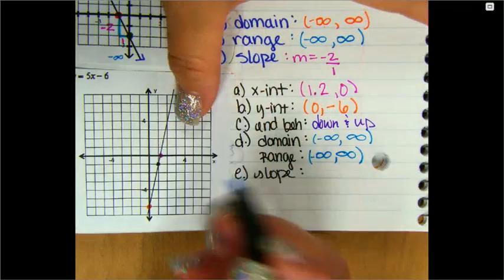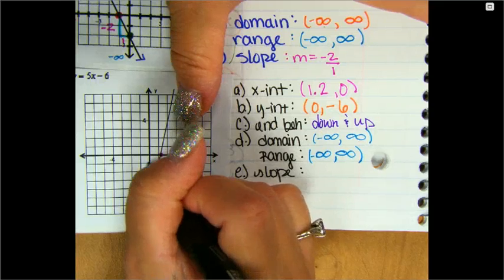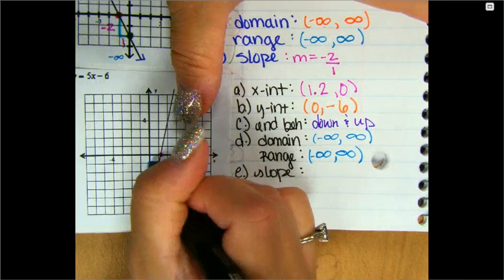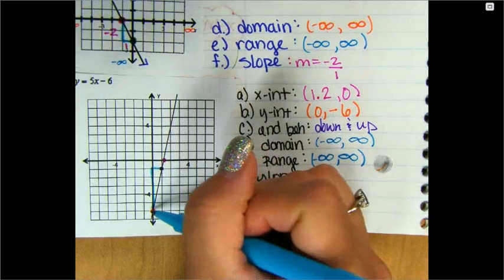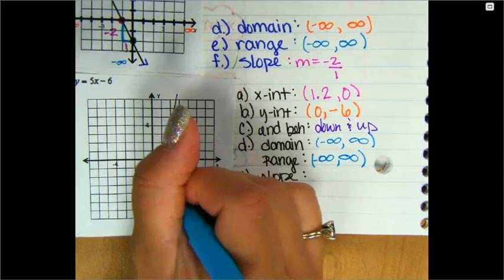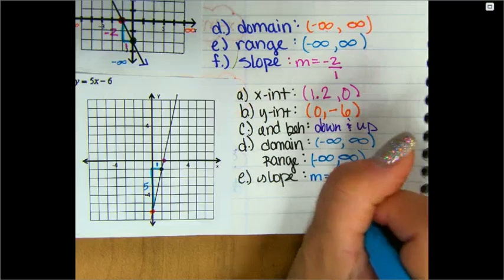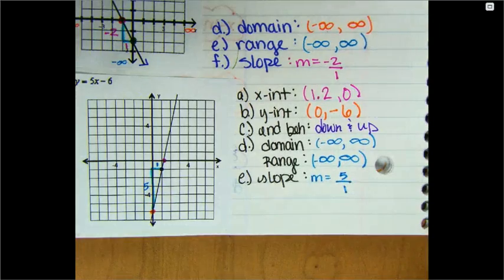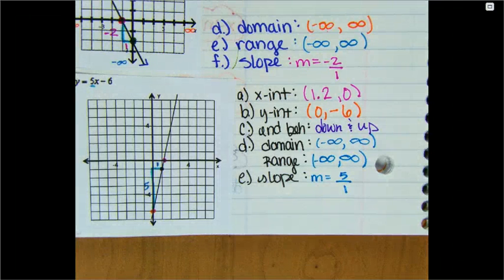Okay. Now I can count my slope. Am I going up or down? Up. How many is that up? 5. And to the right? 1. Positive. Should it match this? Well, it should.